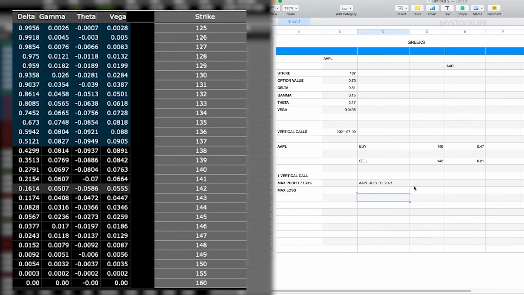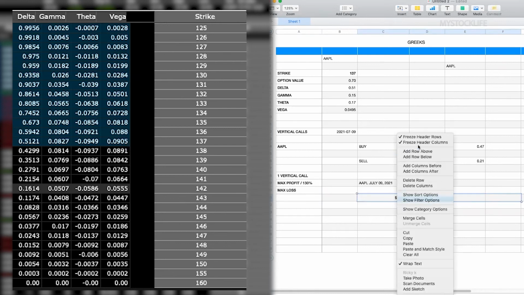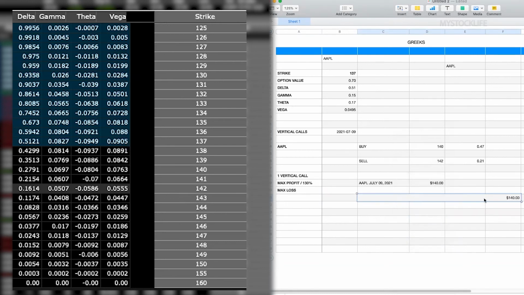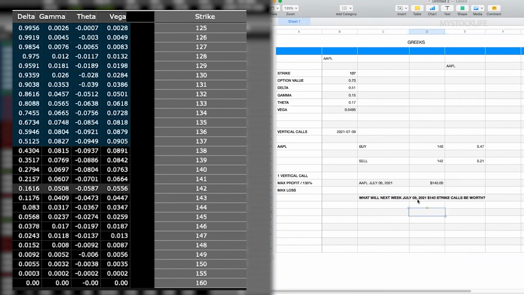Tomorrow, forget what Apple's going to open at tomorrow. I don't care what Apple opens at tomorrow. Let's say Apple hits 140 tomorrow. I want you to tell me what next week's 140 calls will be worth. I'll write this question down here. I want to test you, let's see. What will next week, July 9th, 140 strike calls be worth? This is my question to you. Let's see if somebody can figure this out.